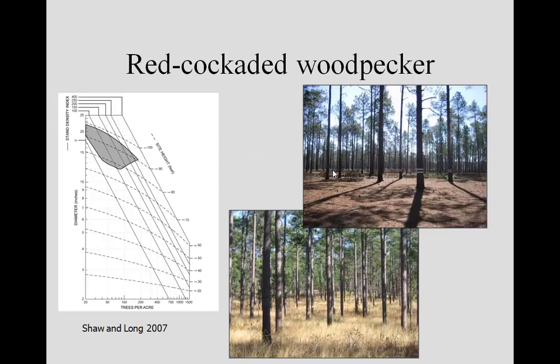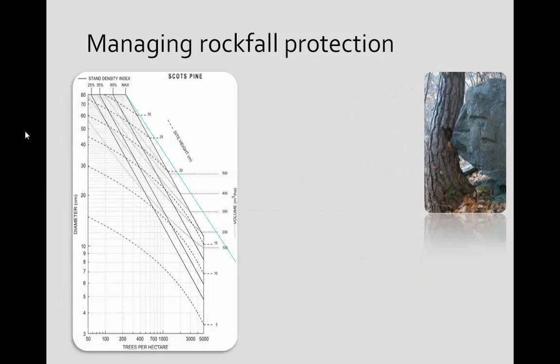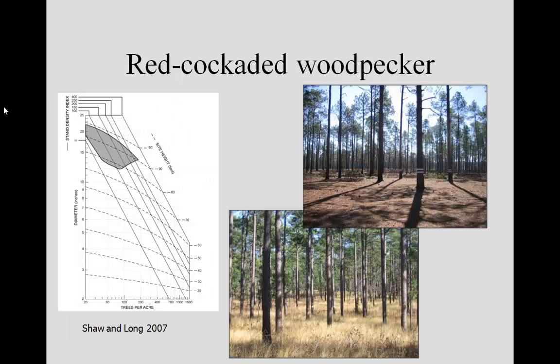One of the things that such a diagram can be used for is managing for red-cockaded woodpecker habitat. And this gray area, this sort of blob here, the polygon, is the result of a combination of stand characteristics that wildlife biologists and others have come up with to characterize quality red-cockaded woodpecker habitat. And something like this is pretty useful in terms of managing.